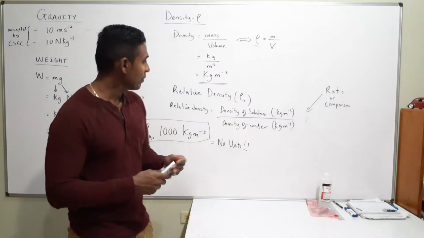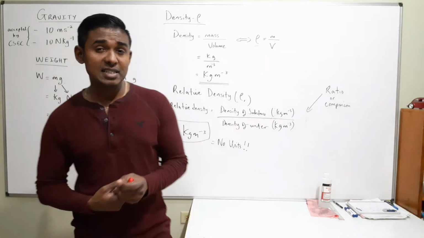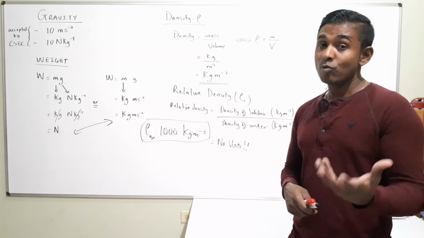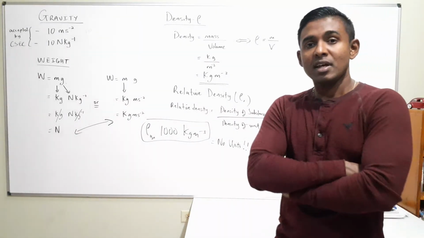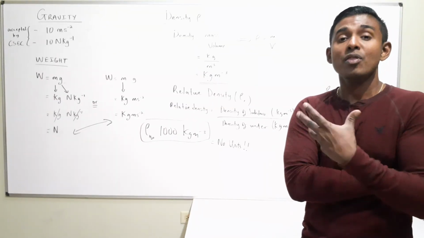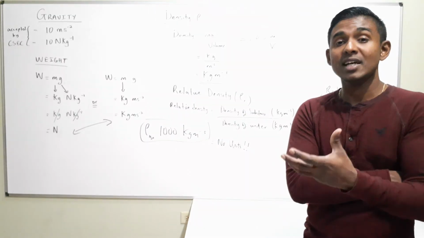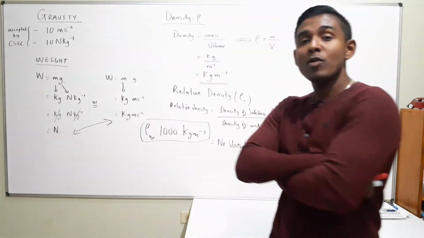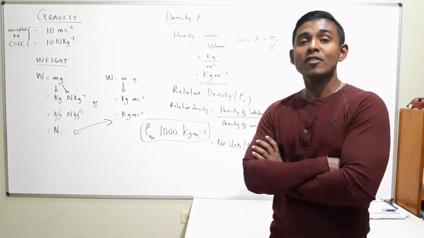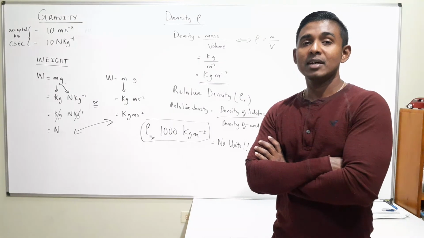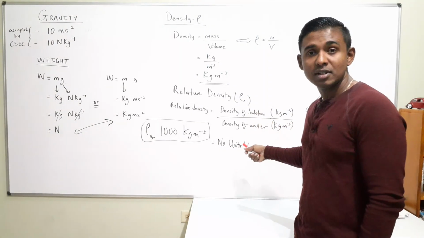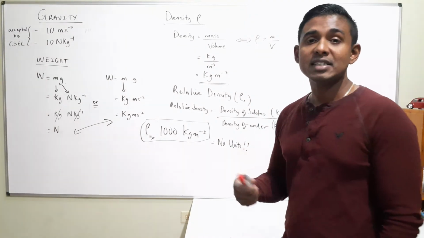So let's just say, for argument's sake, we have a substance that has a density of 5,000 kilograms per meter cube. Now the density of water is 1,000 kilograms per meter cube. That means that the substance we are talking about is 5 times denser than water. Therefore, its relative density is 5. If, however, we had a substance that had a density of 500 kilograms per meter cube, and the density of water is 1,000, then if you divide 500 by 1,000, you would get 0.5. So the relative density in this case is 0.5.